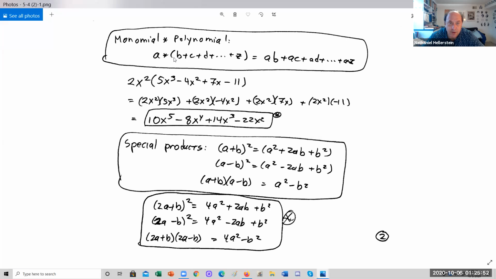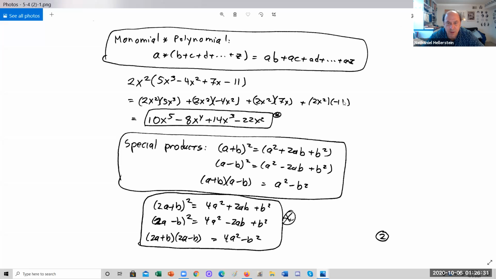Now, if we want a monomial times a polynomial, then we distribute. A times b plus c plus d plus e all the way up to z is ab plus ac plus ad all the way up to az. So here we have, for example, 2x squared times 5x cubed minus 4x squared plus 7x minus 11. What we'll do is multiply 2x squared times each one of these 4 terms. So this times the first is 2x squared times 5x cubed. This times this is 2x squared times minus 4x squared. This times this is 2x squared times 7x. And this times this is 2x squared times minus 11.